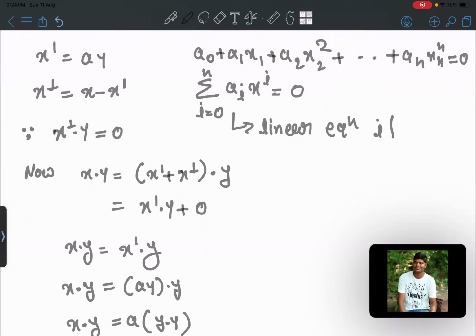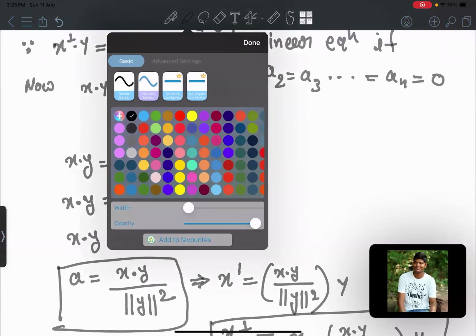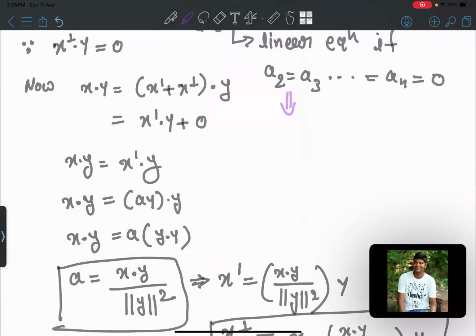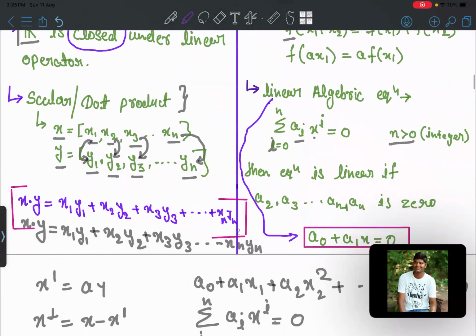It will be a linear equation if x square, x cube, dot dot dot x to the power n, these all terms will be 0. That will lead to the linear equation. This means a2, a3, up to an will be equal to 0. This means the equation that will be linear will be represented like that: a naught plus a1 x will be equal to 0. This is the format of a linear equation. Okay.